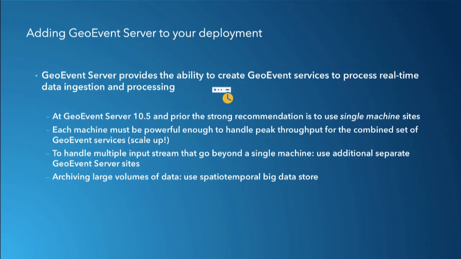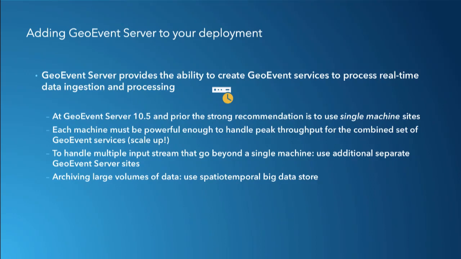Now, each machine in that setup has to be powerful enough to handle whatever your expected peak throughput is. So if you have a real-time feed that's very jittery, meaning sometimes there are few events and then all of a sudden it spikes, you need to be able to plan for that spike. To handle multiple input streams, you would have to add separate machines to separate sites to be able to scale that out.